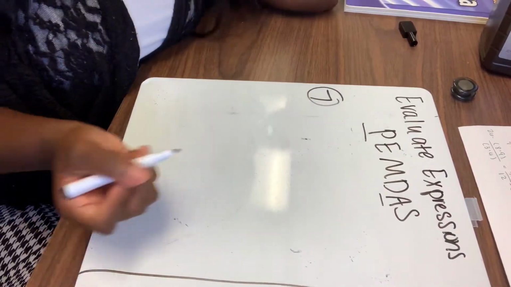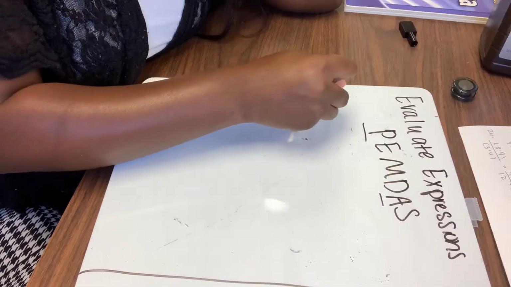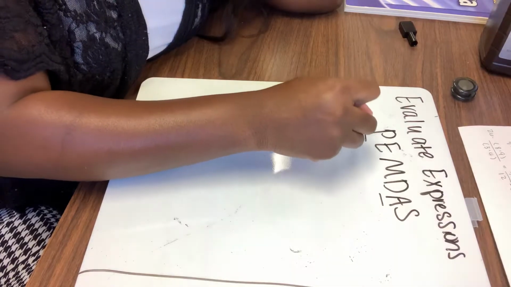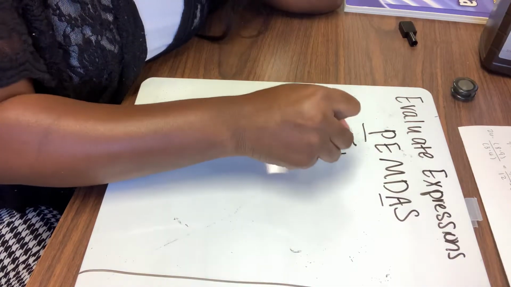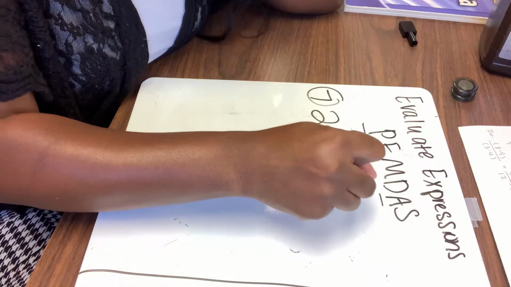Now let's move on to the last problem, number 7. All right, so for number 7, we have 2. Now we have this bracket right here. I know that's something new, but I'm gonna explain to you what it is.